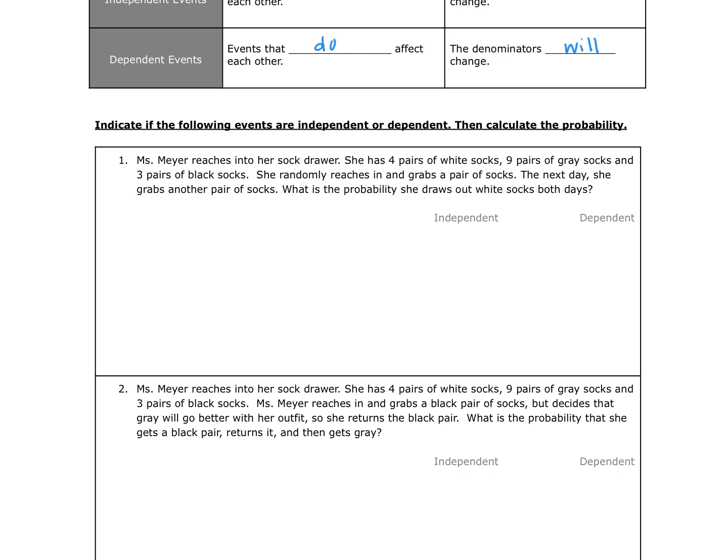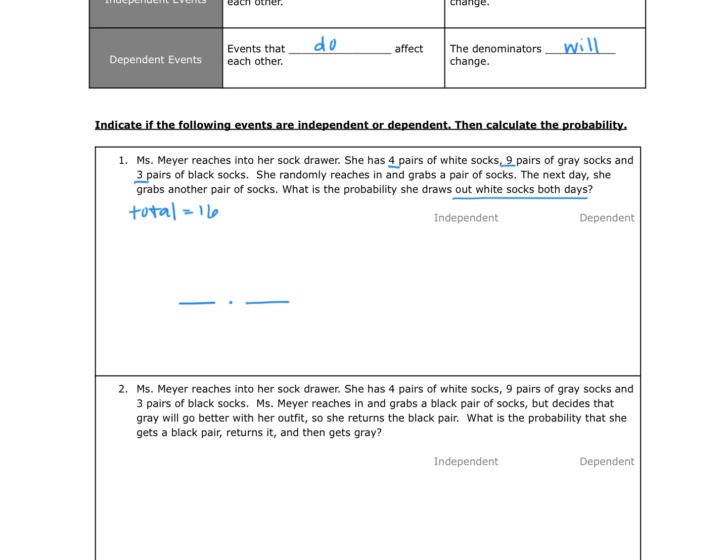So the first thing we're going to find is her total. So she has 4 pairs of white socks and 9 pairs of gray socks, 3 pairs of black socks. I'm going to add all those together. So my total number of socks is 16. She has 16 pairs of socks in her drawer. Okay. What they're asking is, what's the probability that she draws out white socks both days? So this is my first day and this is my second day. Remember, we learned before that when we talk about "and," we're going to multiply.